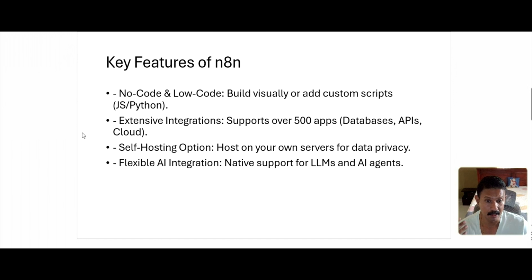It is no code and low code, so it's built visually, or you can add custom scripts. It has extensive integration, so it supports over 500 apps, which includes database, SaaS APIs, cloud, and of course AI agents, which you can integrate with this flow. So it has a self-hosting option, which is what this episode is all about. So you can host your own servers for data privacy if you so choose. And it has a very flexible AI integration. So it has native support for large language models and AI agents.